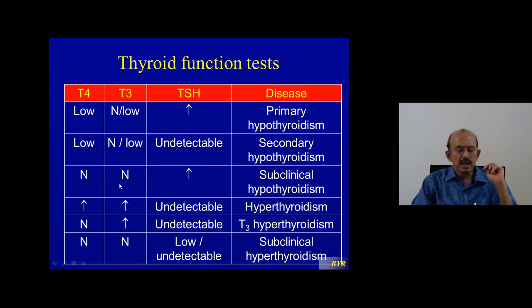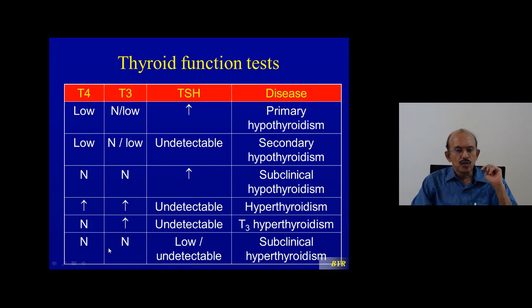T4, T3 are normal, but only TSH is elevated. So already I told you this is called incipient hypothyroidism, also called subclinical hypothyroidism. T4 and T3 are elevated, TSH is low. It is hyperthyroidism. T4 is normal, T3 only is elevated, TSH is undetectable. We call this T3 hyperthyroidism.